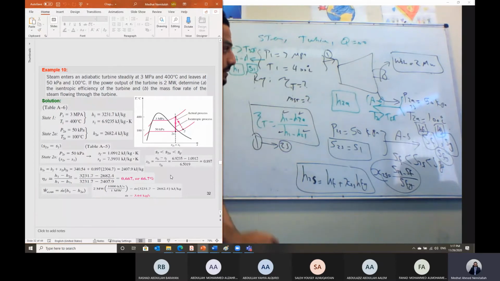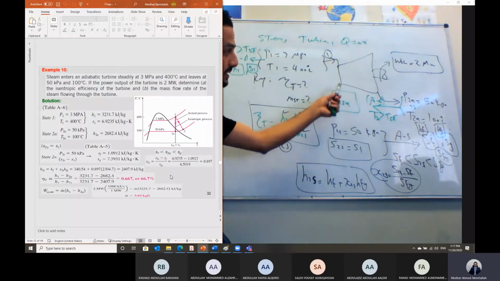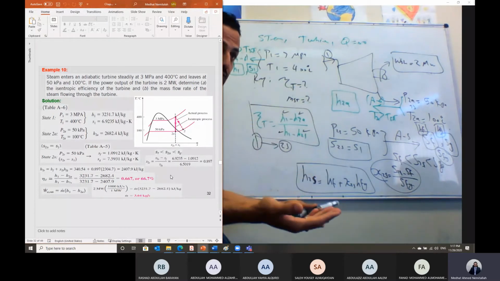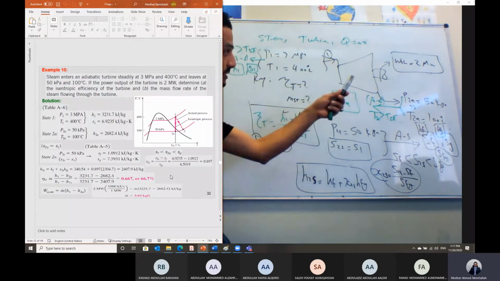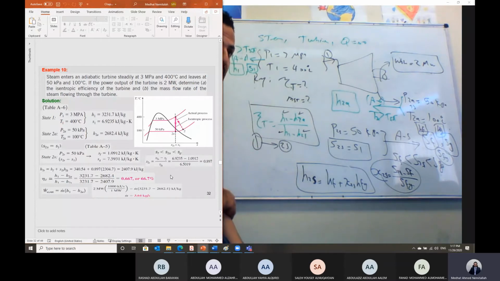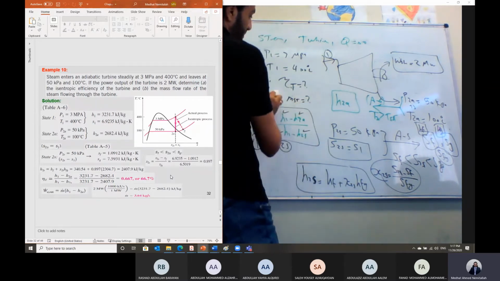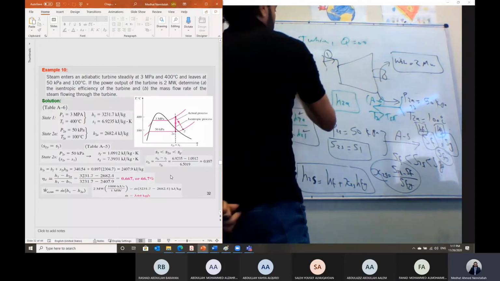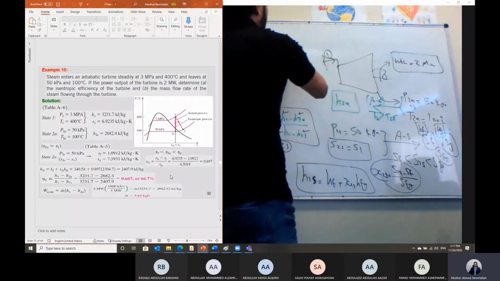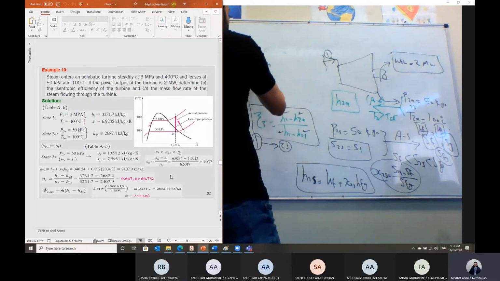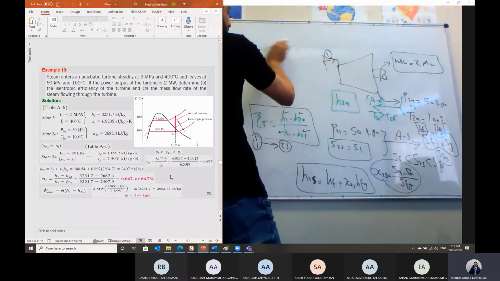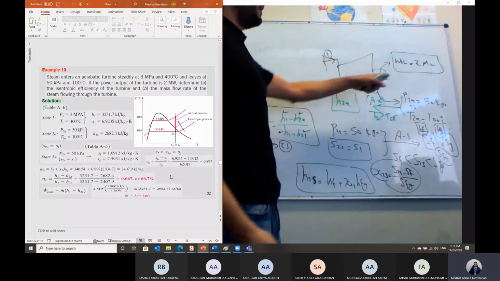Usually turbines are adiabatic, so they don't have heat loss, and most of the input energy is converted to work with minimum losses. But we need to calculate as well the mass flow rate of steam. This is based on what we have learned in this chapter today, the isentropic efficiency of a turbine. Now we have a turbine and we need to calculate the mass flow rate of steam. It gives us the power.